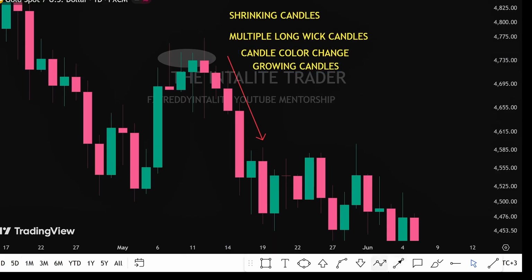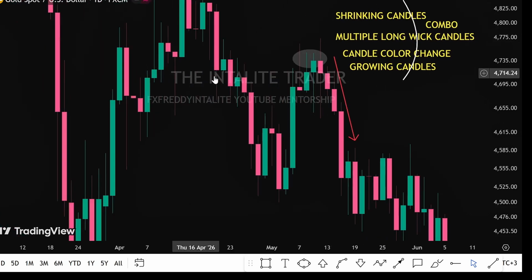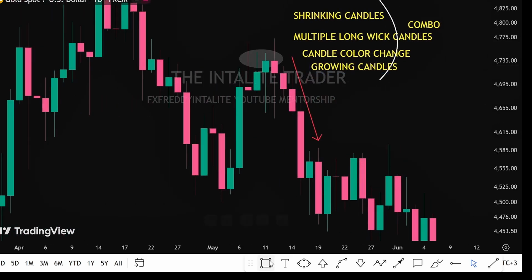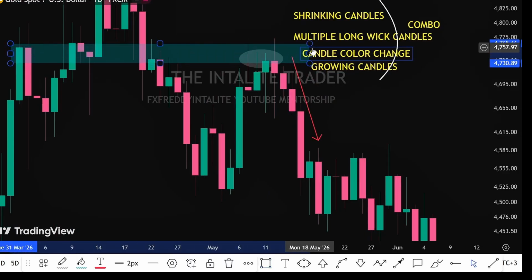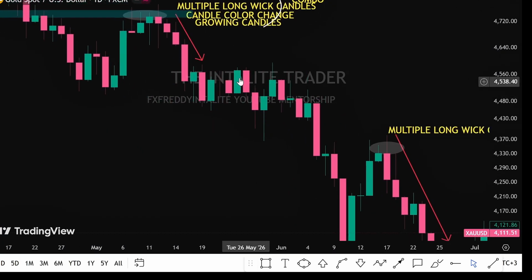Now, all these candlestick patterns, they form what we call a combo. So when you have more than 3 patterns forming at such a level, they form what we call a candle combo, because this level had already been respected in the past. And you can see what the market did.